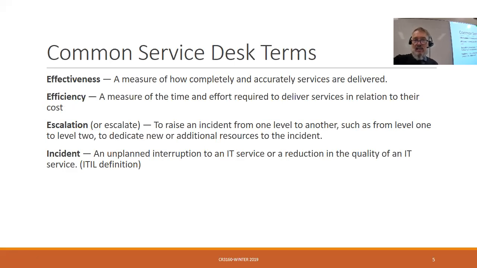All right, so these words kind of sound similar. You kind of need to know them. Effectiveness and efficiency, especially if you're in a business situation. Effectiveness means just can you get it done.